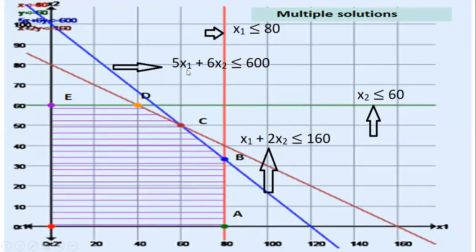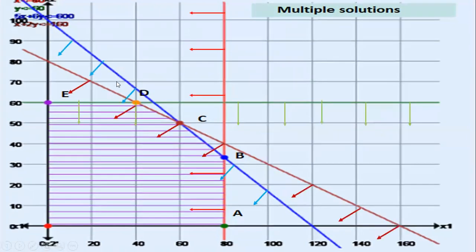Third equation, 5x1 plus 6x2 is lesser than or equal to 600. If I take any point below this line, I'll take the origin, that is 0, 0. Is 0 less than 600? Yes, it satisfies the condition. So your region should be below that line, or towards the origin. If it satisfies, it should be towards the origin. If it doesn't satisfy, it should be away from the origin.